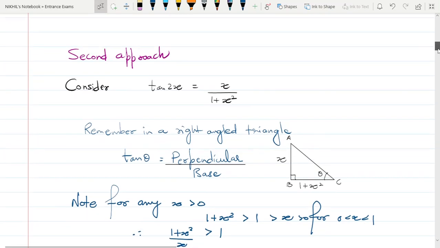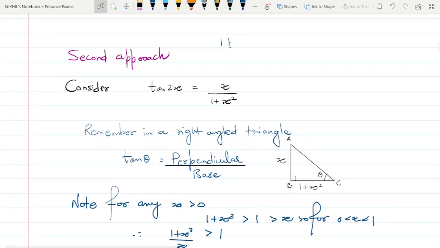What was given to us? We were given 1 plus x square times tan 2x equals x. This was given to us. So I now find the value of tan 2x simply by taking the factor 1 plus x square to the right.